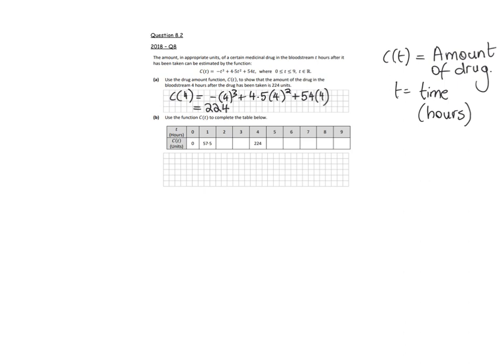So when you fill it in, you should get an answer of 118 for t is 2, 175.5 for t is 3, 257.5 for t is 5, 270 for t is 6, 255.5 for t is 7, 208 for t is 8, 121.5 for t is 9. Now, so that's part B completely done.